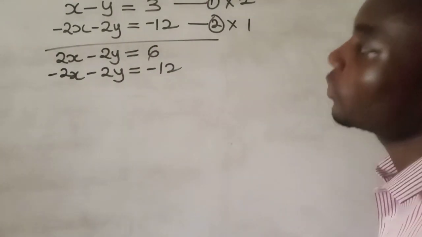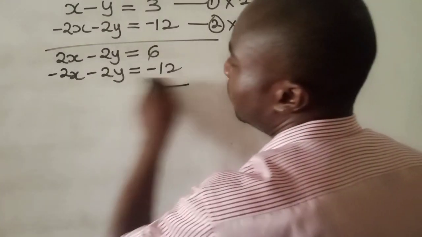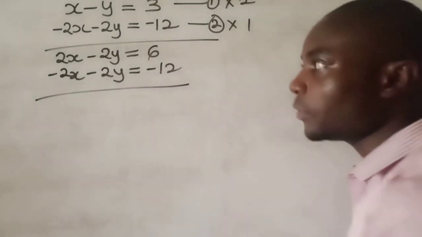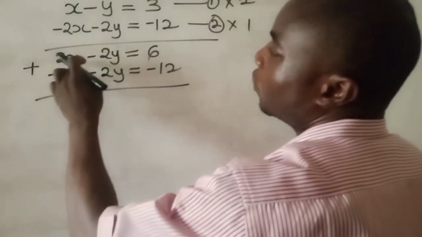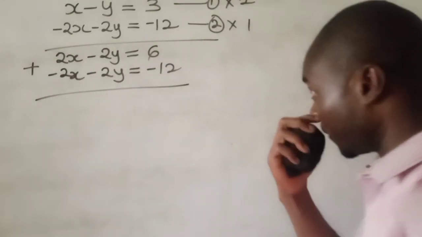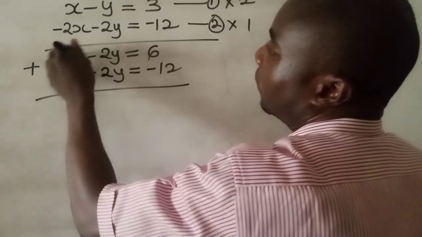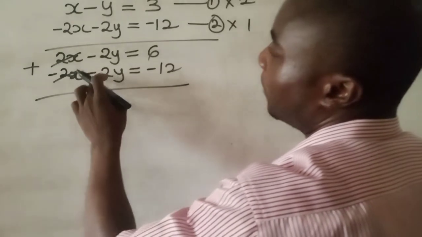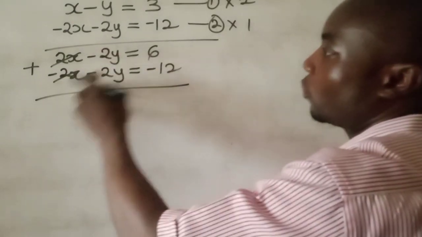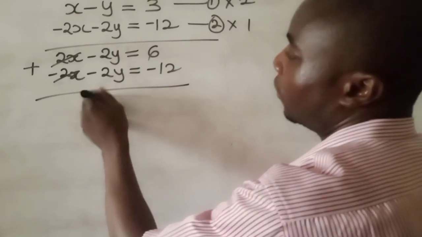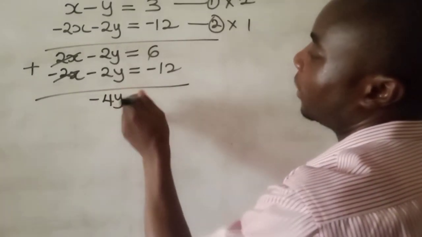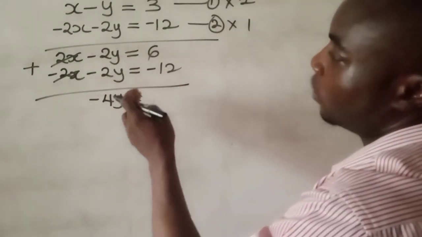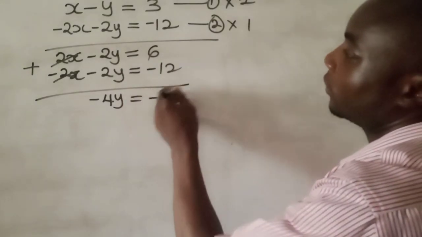All right. So the next thing we're going to do now is to decide whether we're going to have plus or minus here in order to eliminate x. If we put a plus sign here, we'll have 2x plus minus 2x, and that will give us 0. So this cancels out this. We're left with minus 2y plus minus 2y, which is minus 4y. So we have minus 4y here, and that's equal to 6 plus minus 12, which is 6 minus 12, and that will give us minus 6.